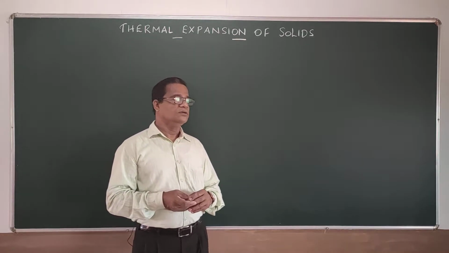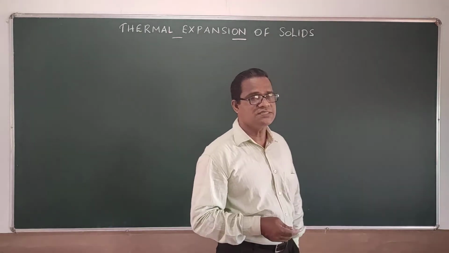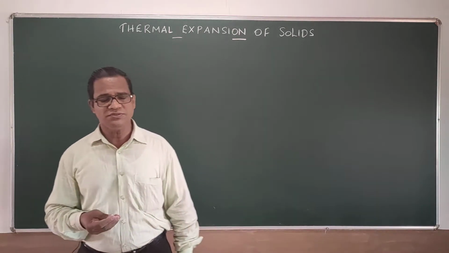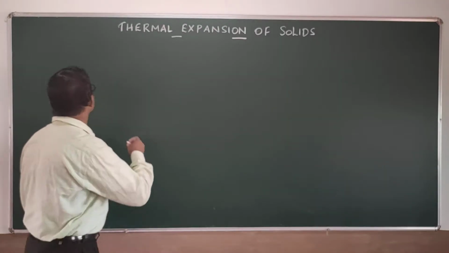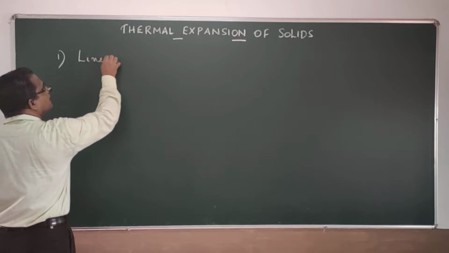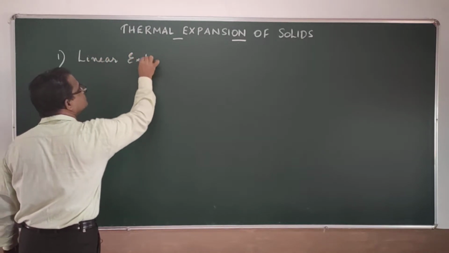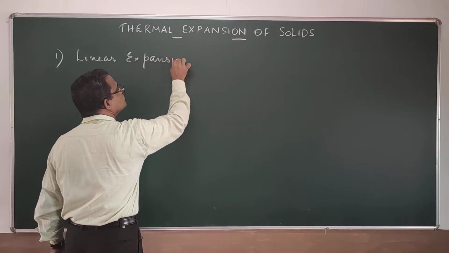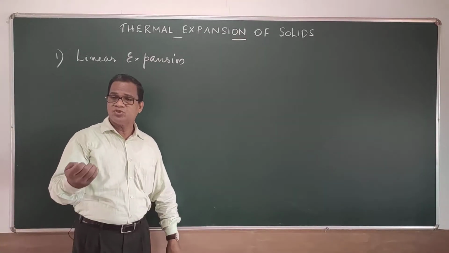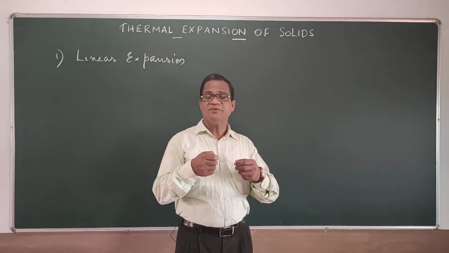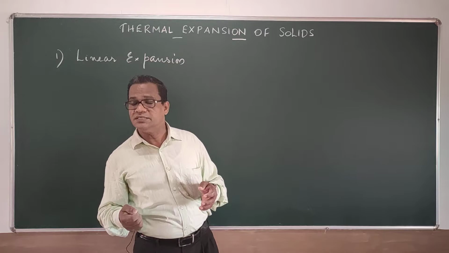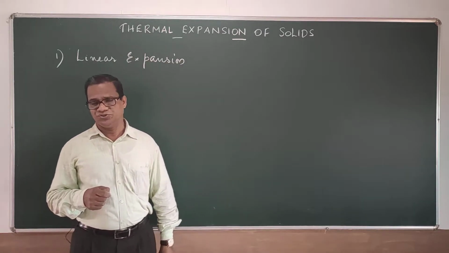Now here, for solids, we are going to discuss three different types of expansions. One is linear expansion. By absorbing heat, if the length of the material is increasing, then we say there is linear expansion.